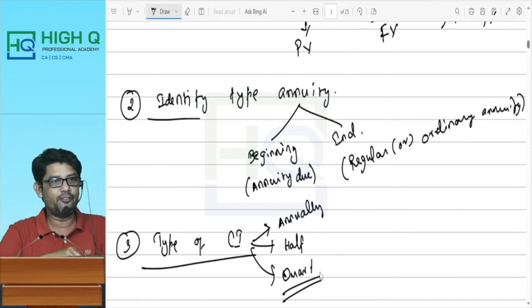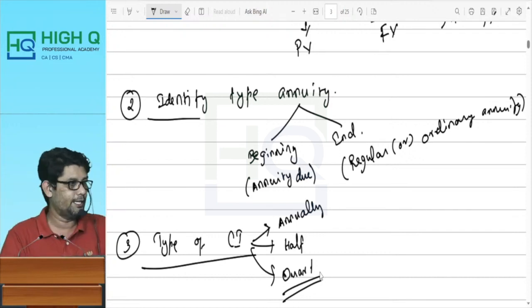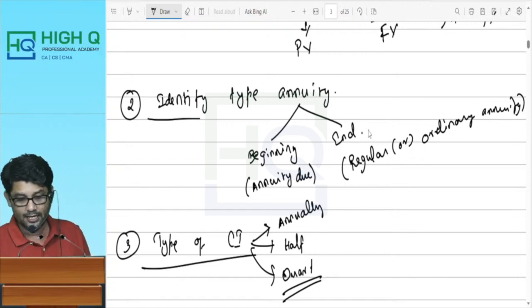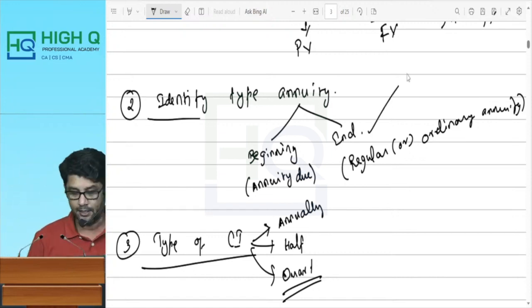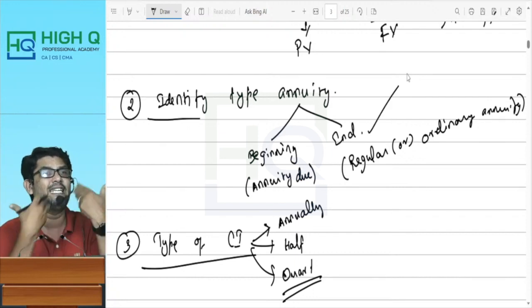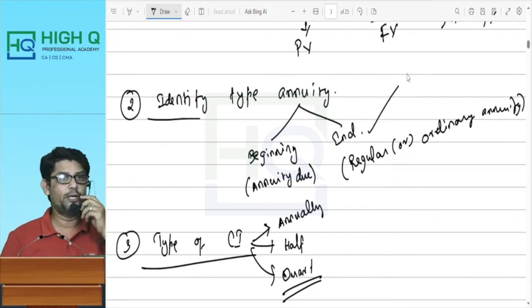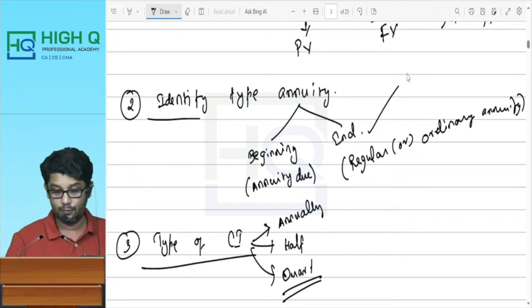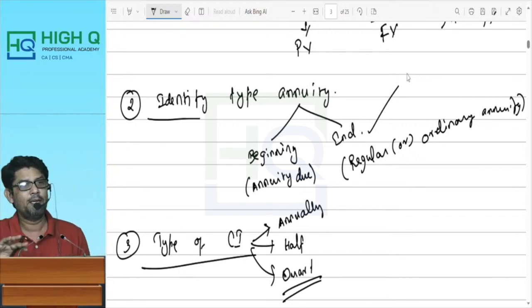How will you identify it? It will be given in the question only. If nothing is mentioned about the type of annuity, we should go with what? Regular annuity, that is, end of the period. Beginning of the period will be mentioned with words like commencing now, starting from today. For end of the period, they may say end of every month, end of every year. This way it will be given.